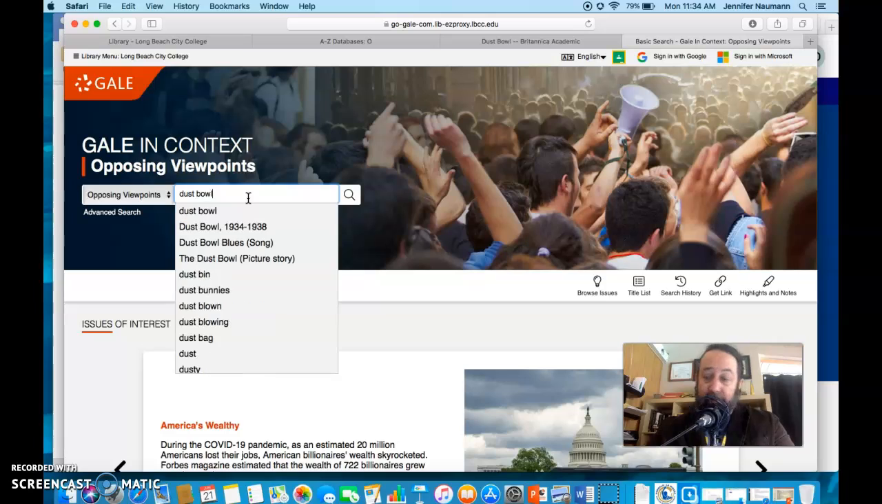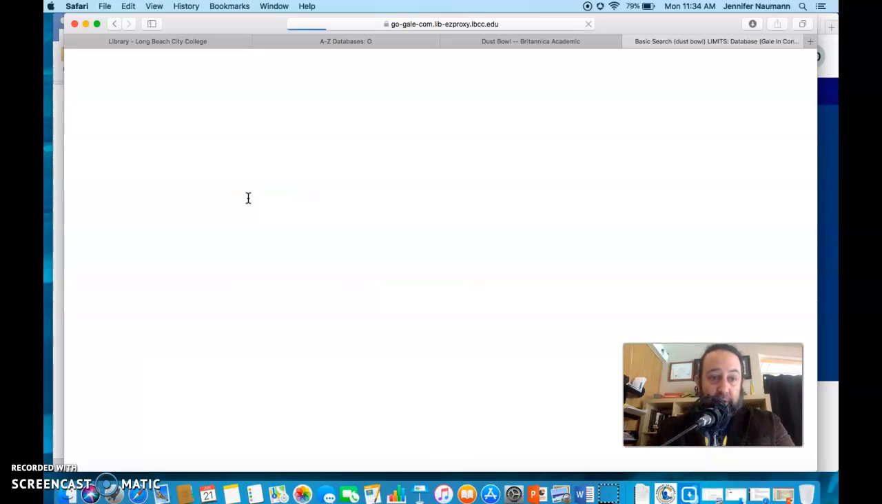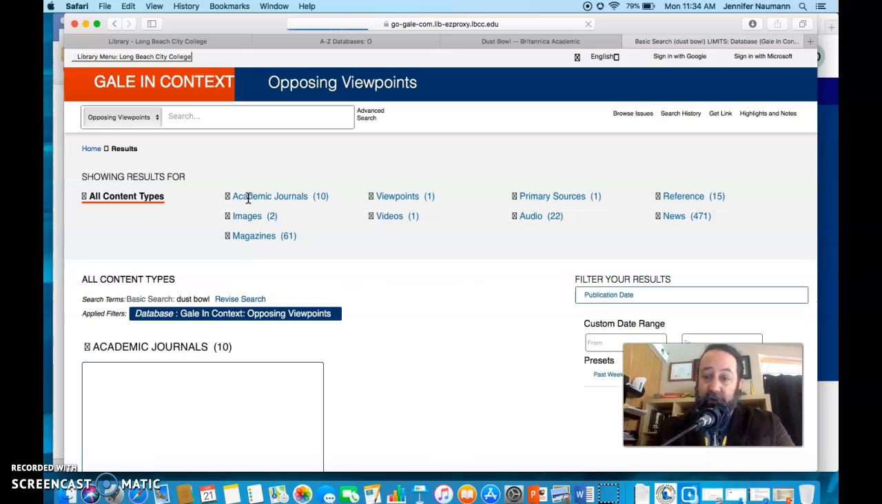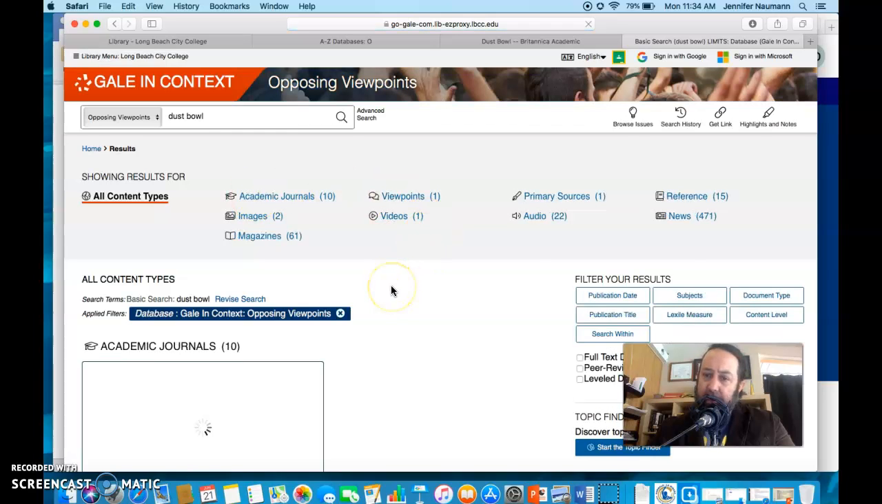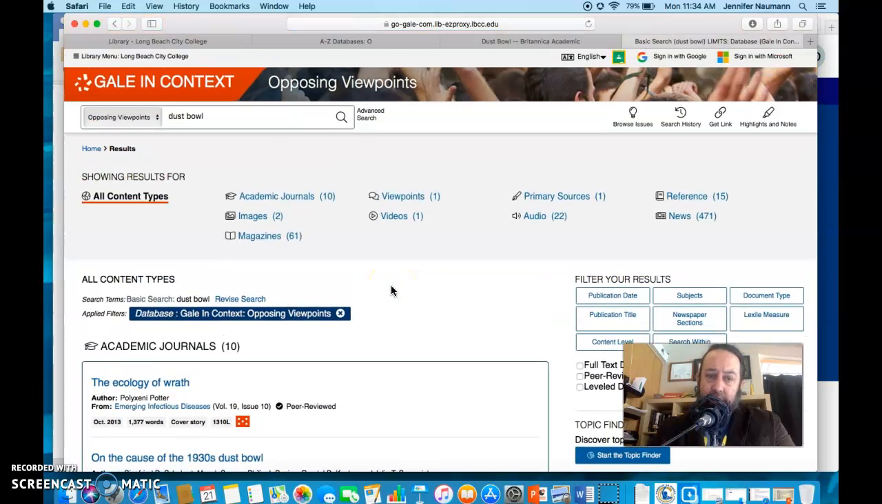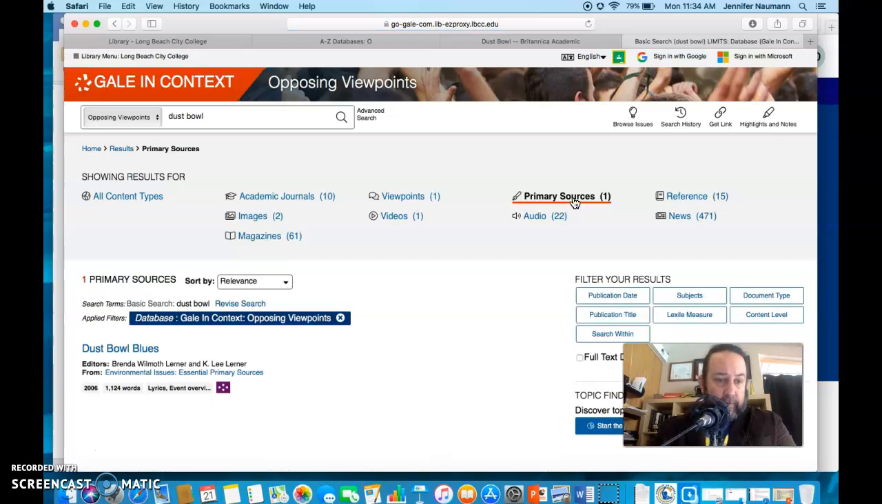So I'm going to look up the same thing. I'm going to look up that particular period of time known as the Dust Bowl and see what we find. So I found some academic journals, some images, some magazines, video, primary source. Let me see what the primary source is. Dust Bowl. Oh, so it's a song. Okay, interesting. News, audio, references.